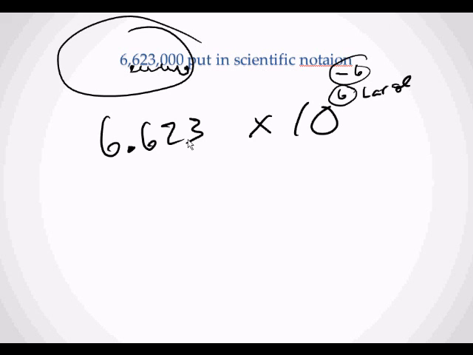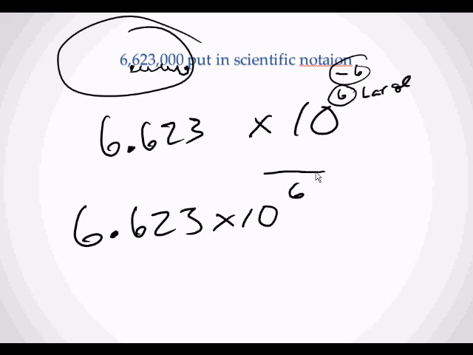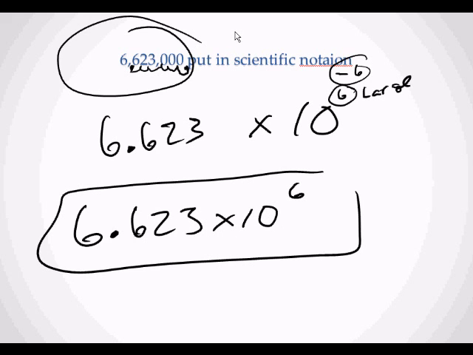Do you see how this is a large number, 6,623,000? For large numbers you use a positive power. So this answer is 6.623 times 10 to the 6th power.